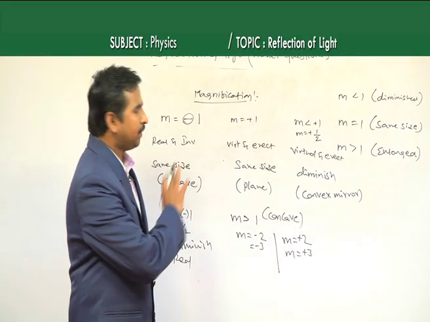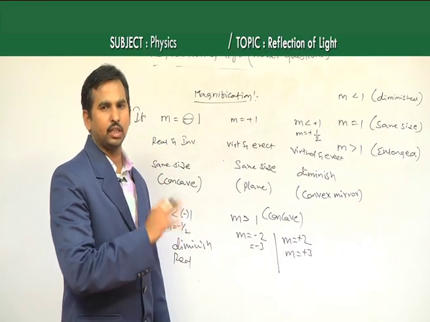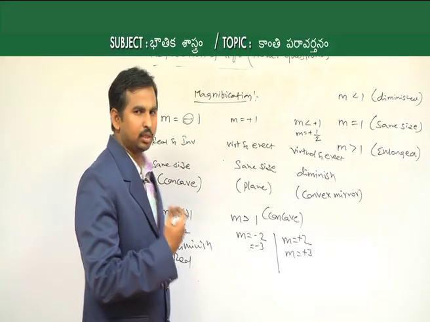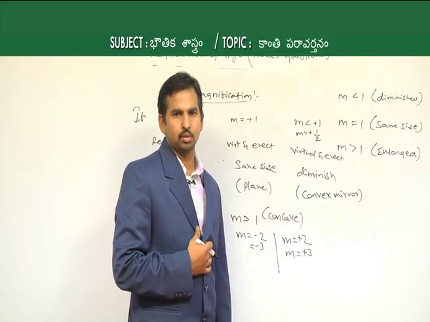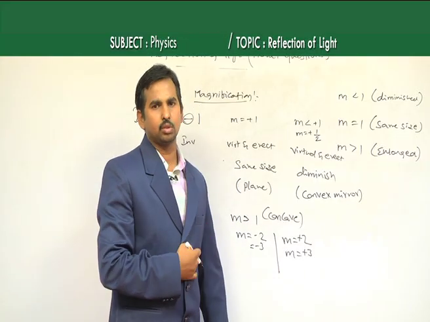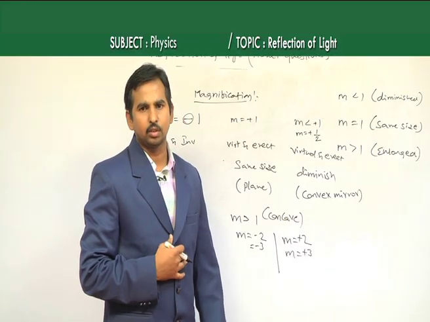So depending on the m value given, depending on the sign and the number, its value less than 1 or greater than 1, we can judge which mirror we are going to use. Like this, we can arrange different types of competitive questions coming from this magnification part.